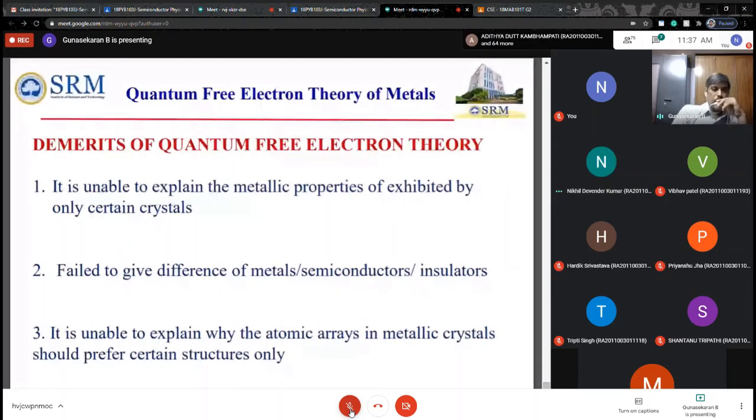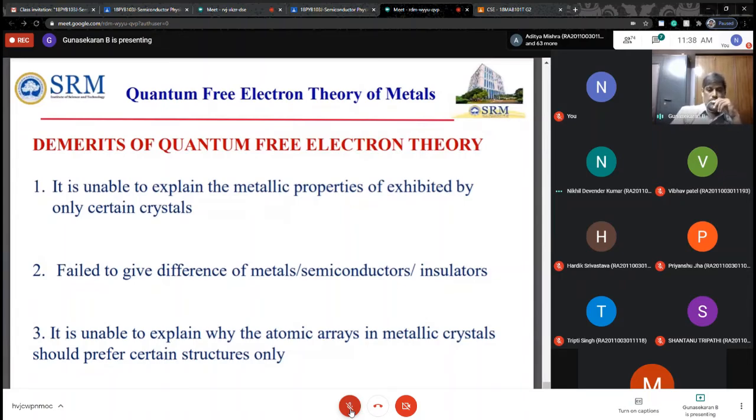Bloch introduced the band theory of solids and successfully explained the conducting nature of semiconducting materials and insulators, including resistivity and conductivity. Low resistive materials act as good conductors because sigma is equal to 1 by rho. Now, these are some drawbacks, the demerits of quantum free electron theory. In both the classical and quantum cases, there are some advantages and some disadvantages.